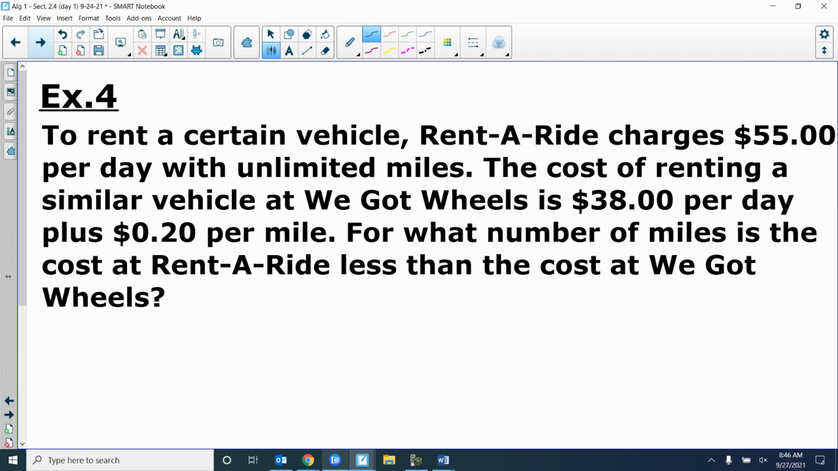All right, read through this. See if you can come up with an inequality.